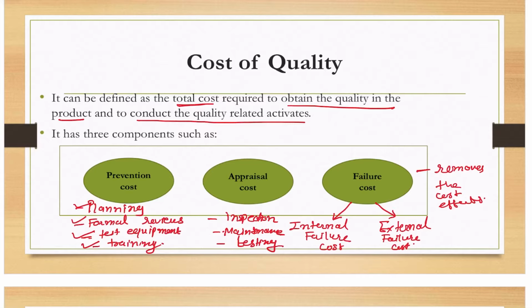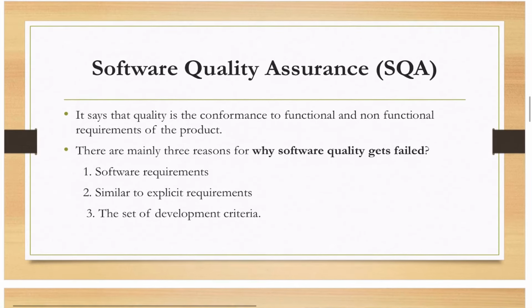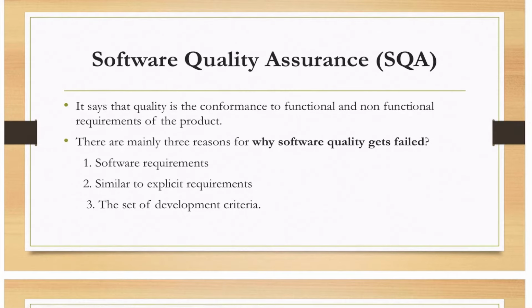Now, external failure cost is the cost of defects that occur in the product after delivering it to the customer. For example, product repair, replacement, or complaint processing. For example, warranty work goes to the external failure cost. Now we are all clear with what is quality assurance and what is the cost of quality.